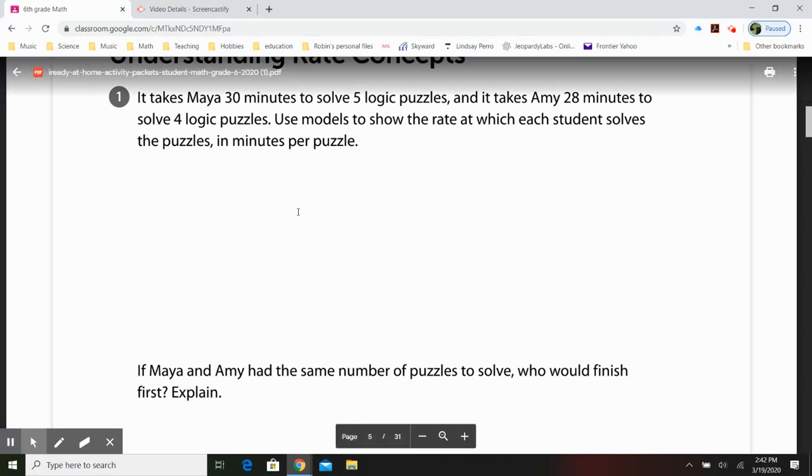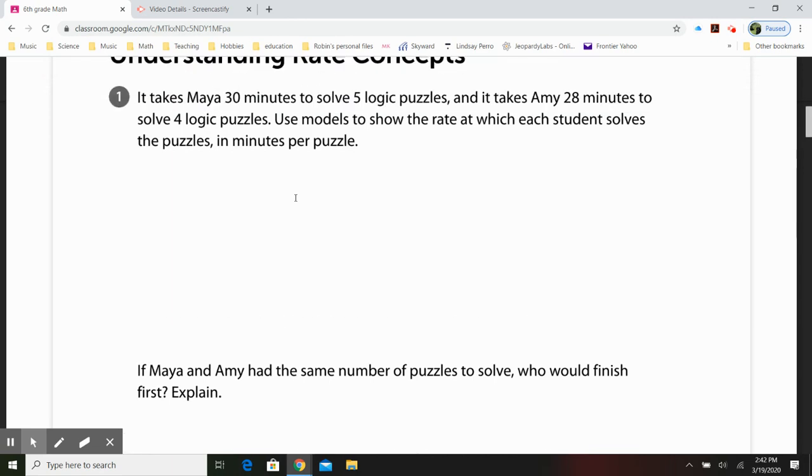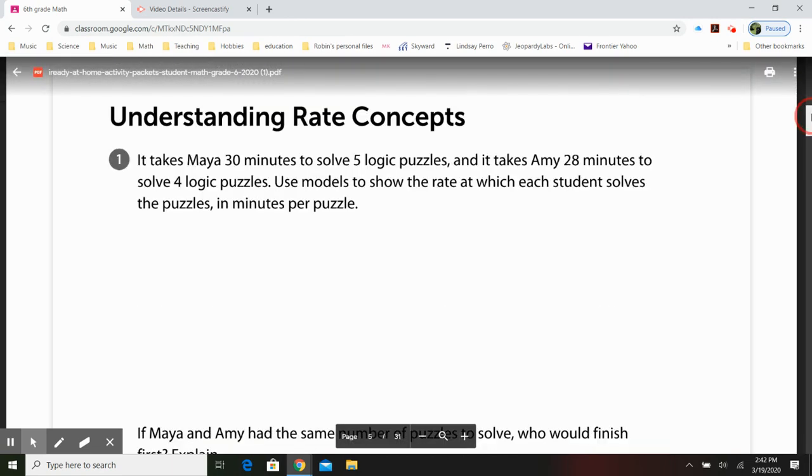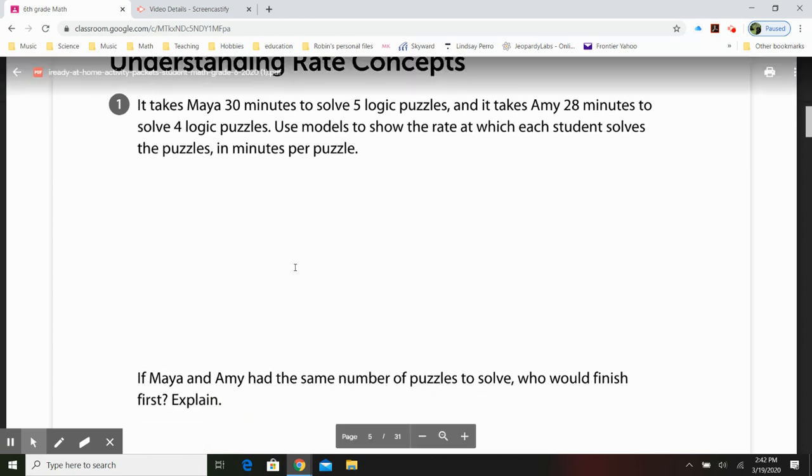Number 1 says it takes Maya 30 minutes to solve 5 logic puzzles, and it takes Amy 28 minutes to solve 4 logic puzzles. Use models to show the rate at which each student solves the puzzles in minutes per puzzle. So Maya is 30 minutes for 5. Amy is 28 minutes for 4.